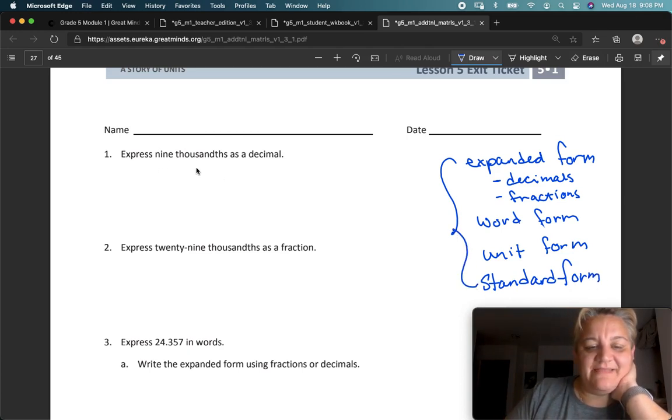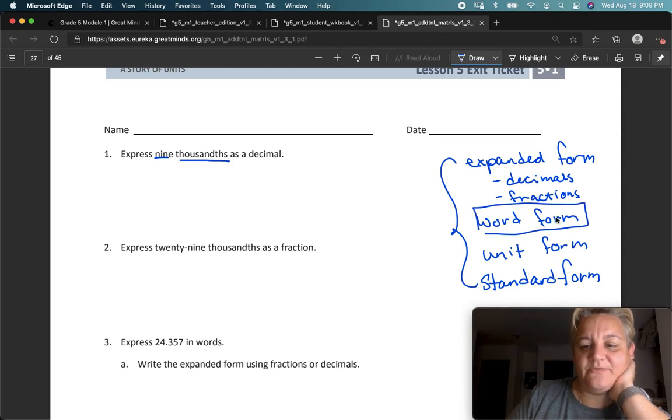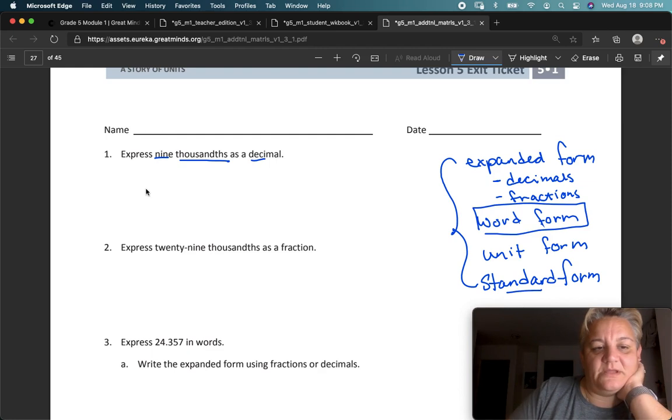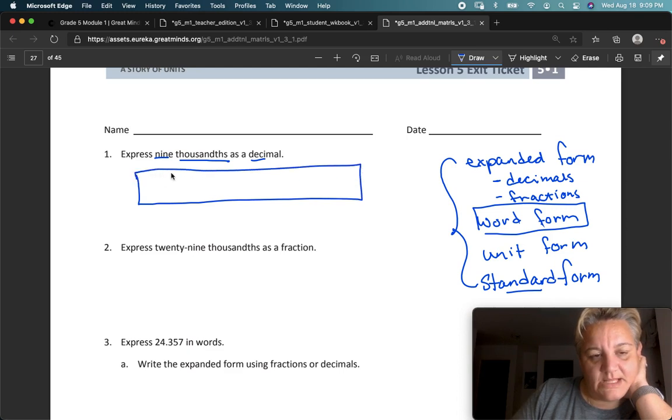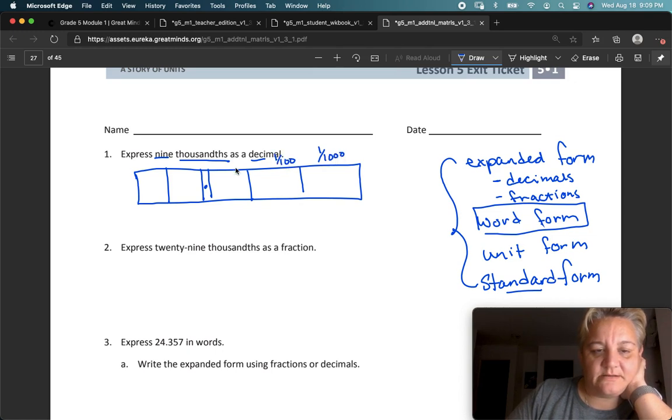So express 9 thousandths as a decimal. So 9 thousandths, well, that's just word form right here. And we want to go from word form to standard form as a decimal. That just means standard form. So 9 thousandths, 9 thousandths. Well, let's get our place value chart out. And there's my tens and my ones and a decimal, and there's hundredths and thousandths, okay? So I'll just put thousandths here, hundredths here, tenths here, ones and tens.